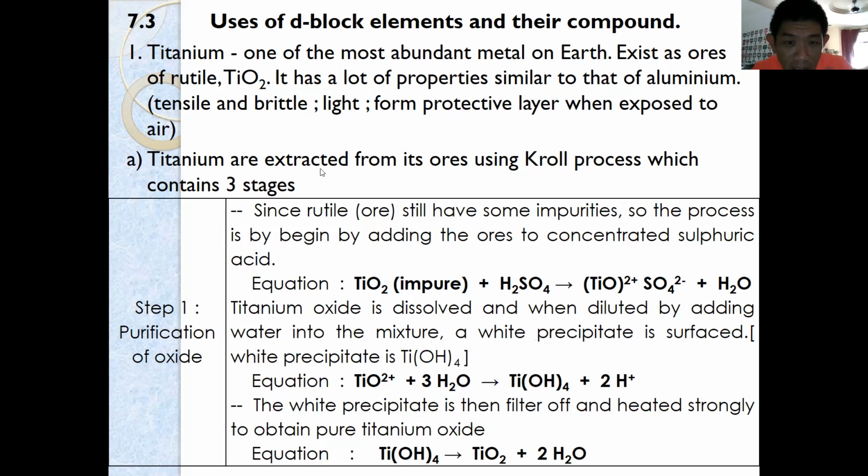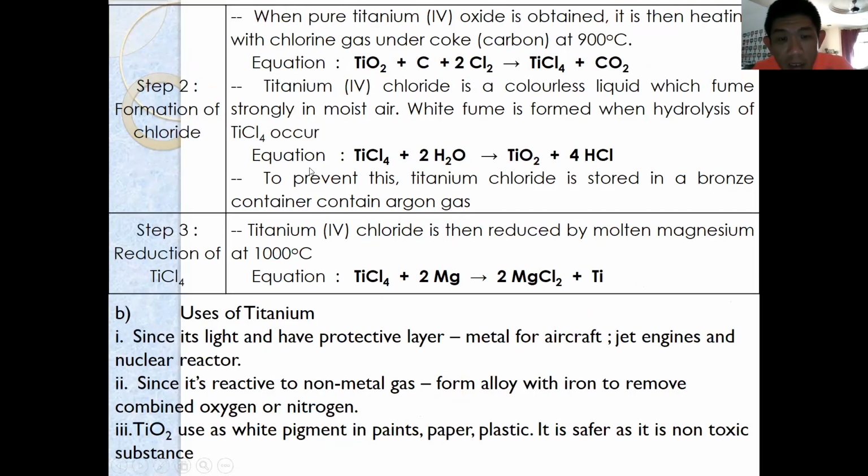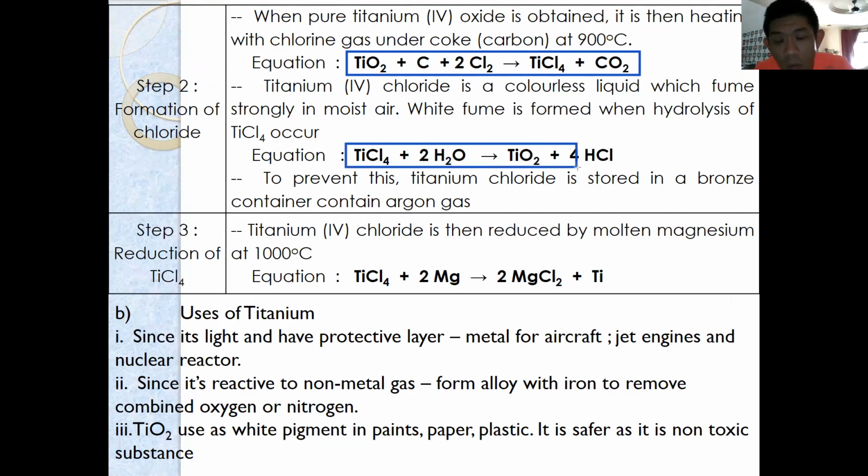The next step is the extraction. When the pure titanium(IV) oxide is obtained, it is heated with chlorine and coke to form TiCl4, where TiO2 plus C plus 2Cl2 gives TiCl4 plus CO2. But TiCl4 is very hygroscopic, meaning it reacts easily with moisture in air. It is similar to SiCl4: if exposed to water vapor, it will form back TiO2 plus 4HCl. Therefore, to prevent this, the chloride is stored in a bronze container containing argon gas. Finally, the titanium(IV) chloride is reduced using magnesium to form pure titanium.